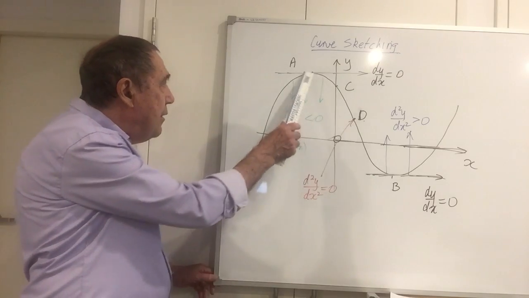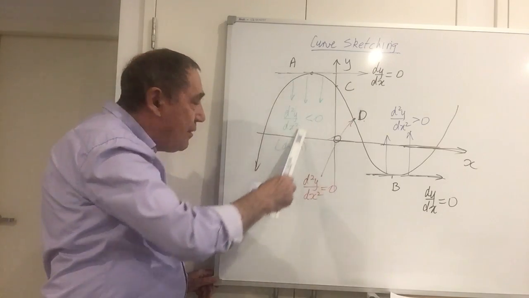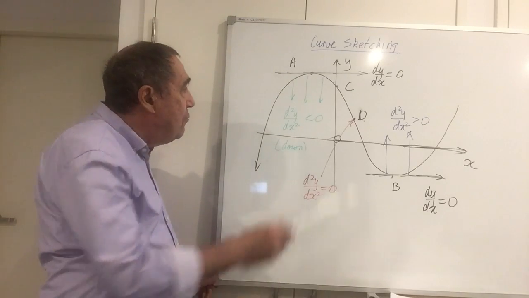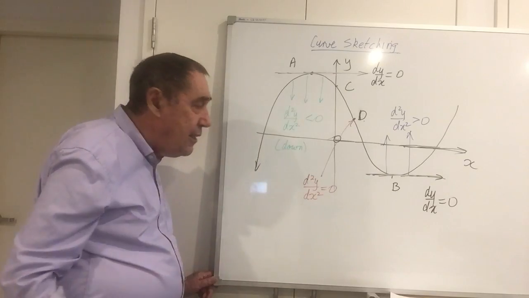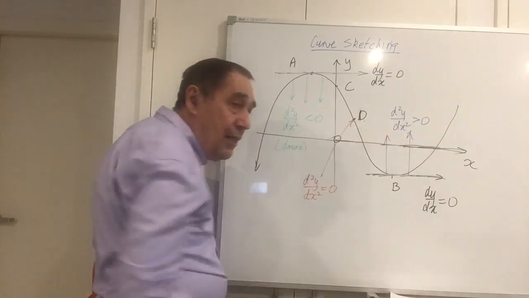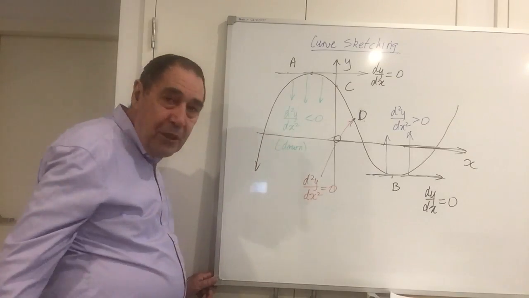We need a point where the derivative is 0 and the second derivative is less than 0. That gives us a maximum value of the curve. It doesn't get any higher than that in that vicinity. You'll notice over here it'll get higher. So we call that a relative maximum. So that's the first point.